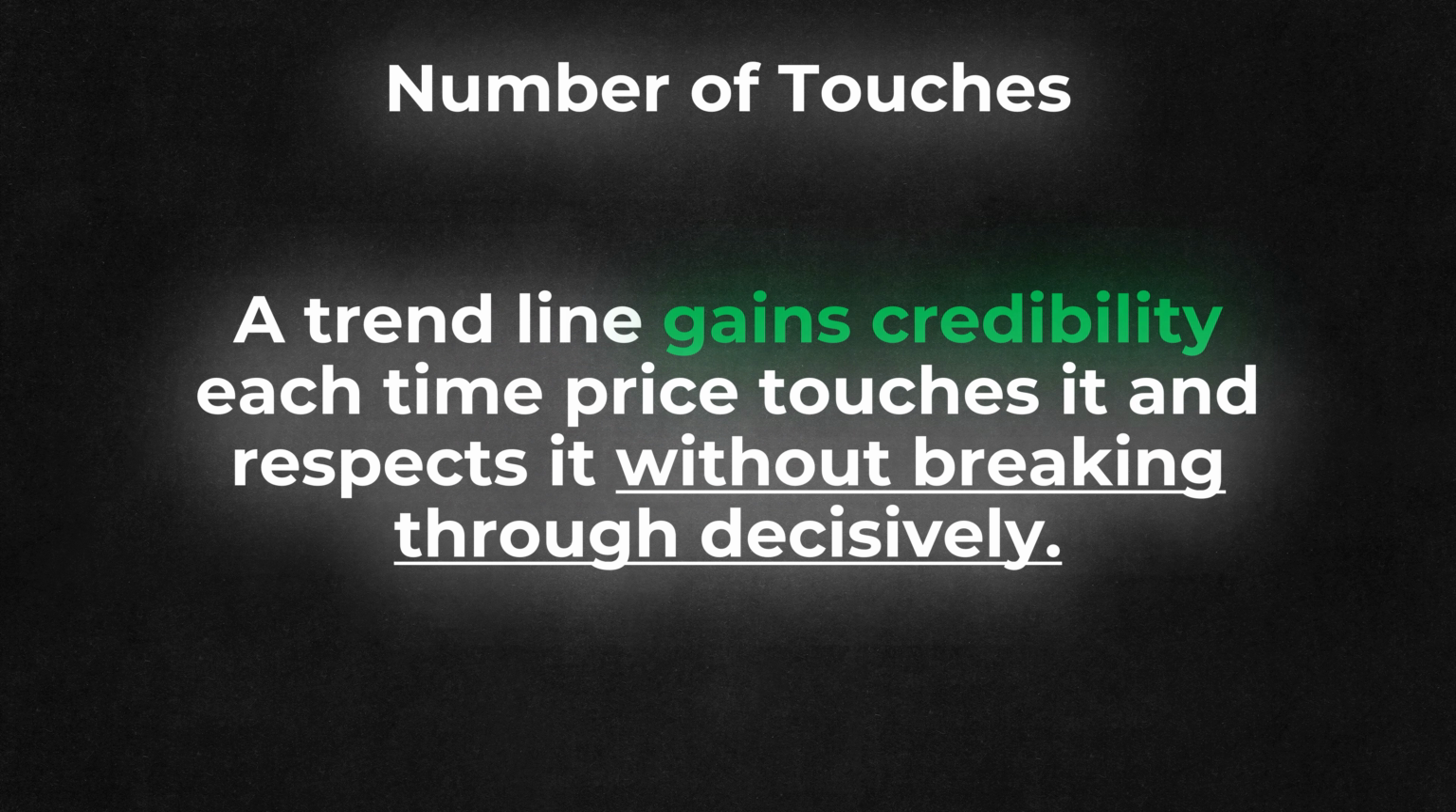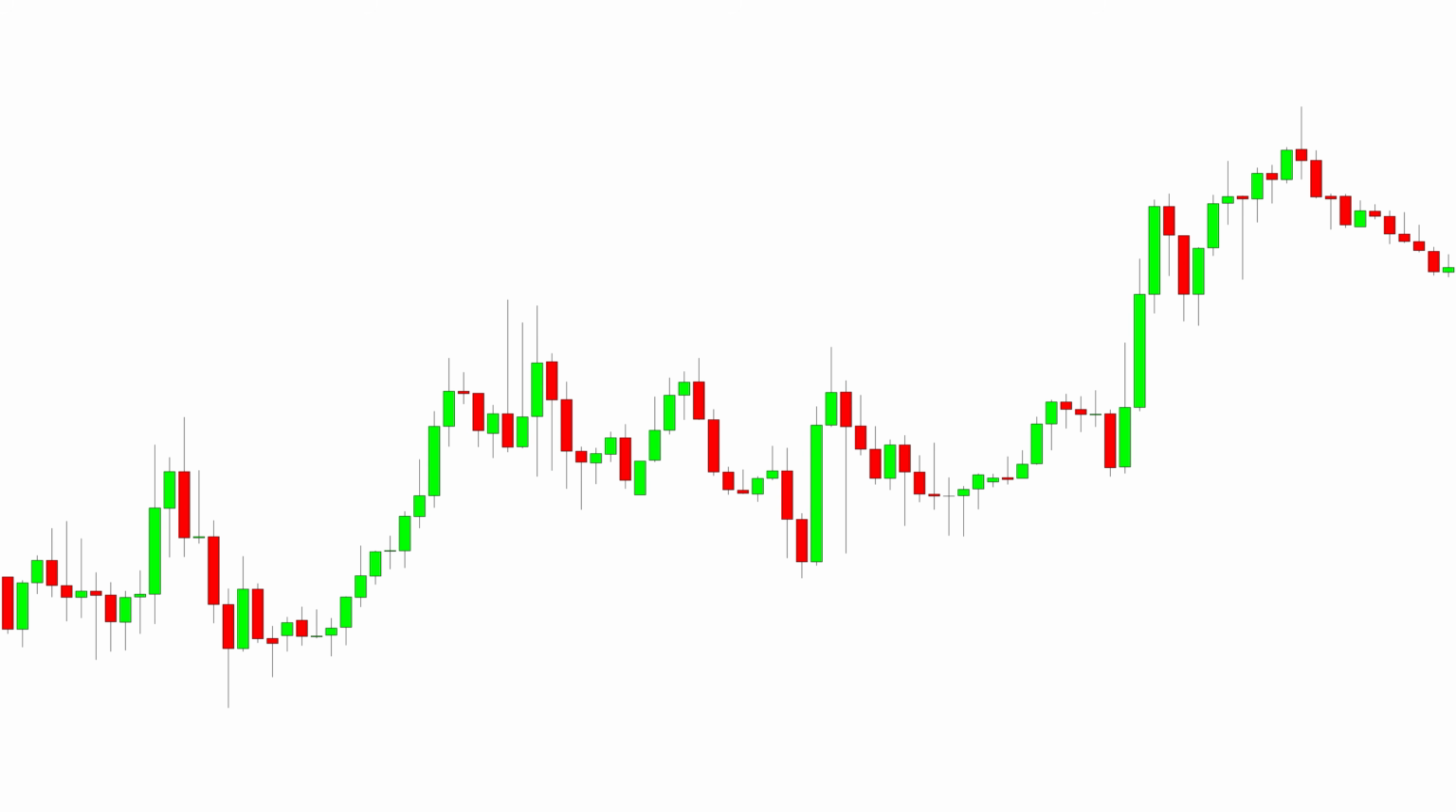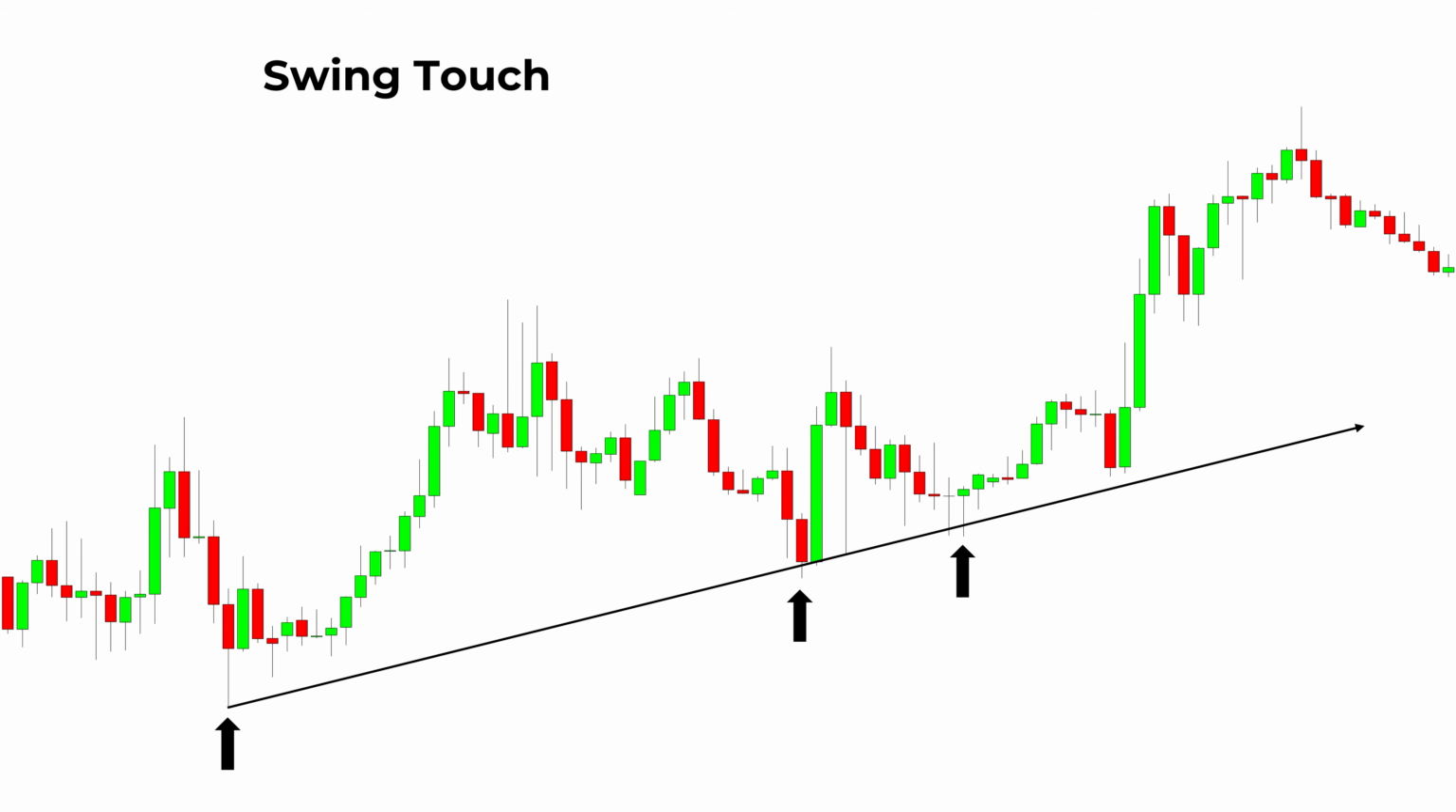A trend line gains credibility each time price touches it and respects it without breaking through decisively. When traders see a line being respected multiple times, they begin to trust it more and base their decisions around it. You must pay attention to two kinds of touches: the swing touch and the shadow touch. For example, in this chart we have a trend line where the black arrows represent the swing touches, meaning bigger price movements that return to the trend line without violating it.